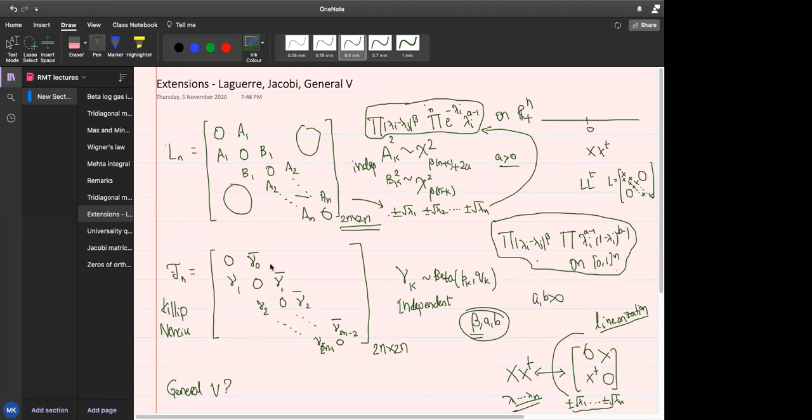Now, what are these actually? To address Dima's question, what is this bar? Gamma k bar, I just wrote gamma k bar, I mean 1 minus gamma k.